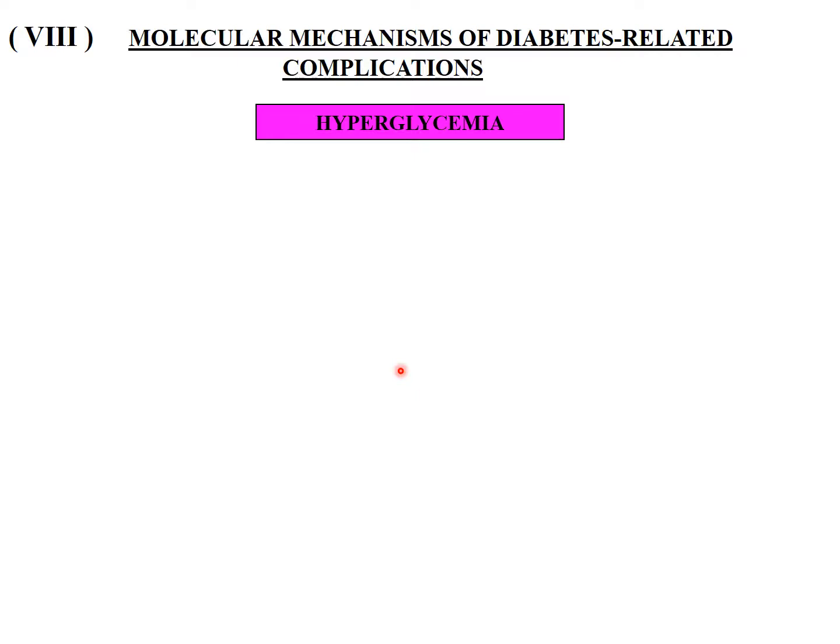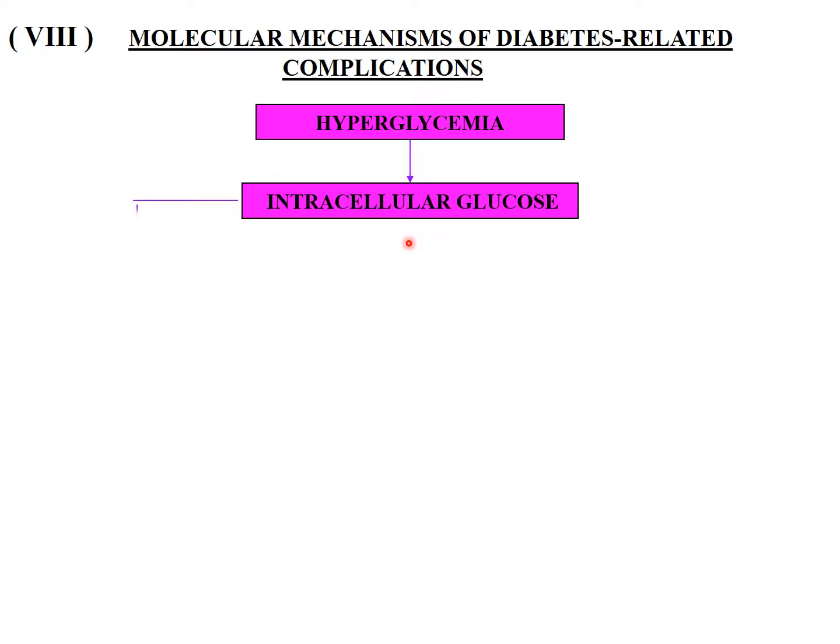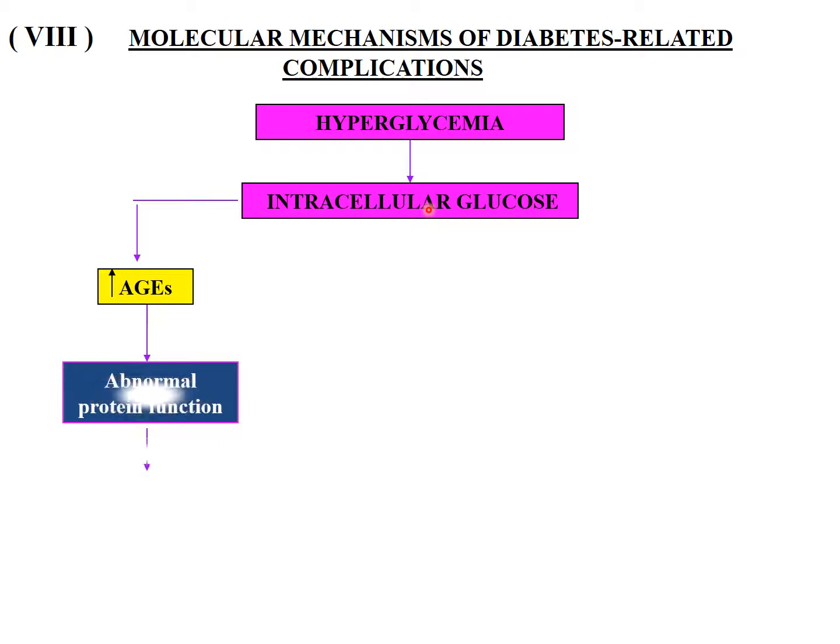Hyperglycemia means high blood sugar. Once there is hyperglycemia, what happens to the intracellular glucose? The intracellular glucose is reduced, and in this state of hyperglycemia, the increased circulating sugar level produces a lot of what we call advanced glycated end products. AGEs stands for advanced glycated end products, which are abnormal glucoses.